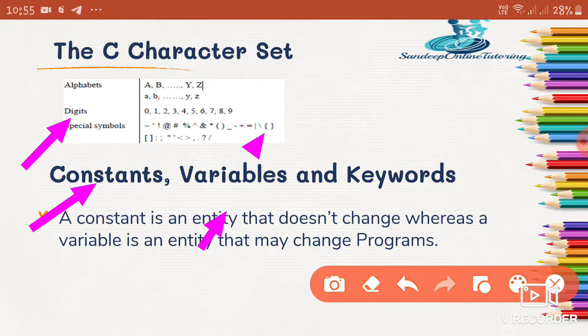Second one is a variable. A variable is an entity which can be changed. We will discuss this later on. Third one is keywords. Keywords are reserved words. In C programming, there are some reserved words which cannot be used by a user for its own purpose.